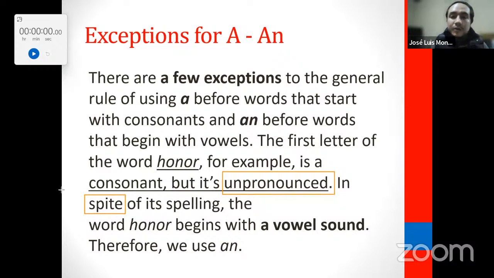It's an honor because it has the vowel sound. It doesn't have the consonant sound, right? So at the end, it doesn't depend on the writing if it starts with a vowel. It depends on the sound. If it sounds as a vowel, then you have to say an. If it sounds as a consonant, then you say a, right? It depends on the sound.